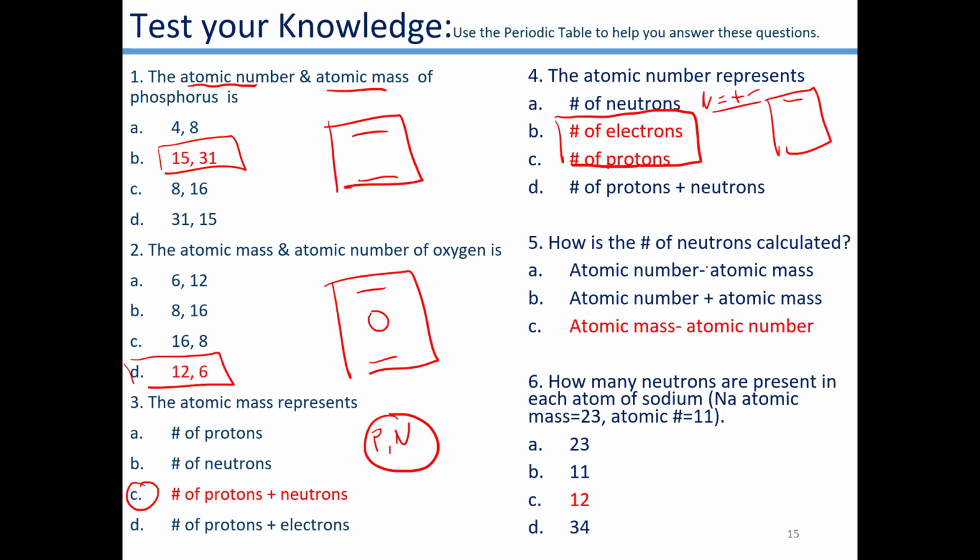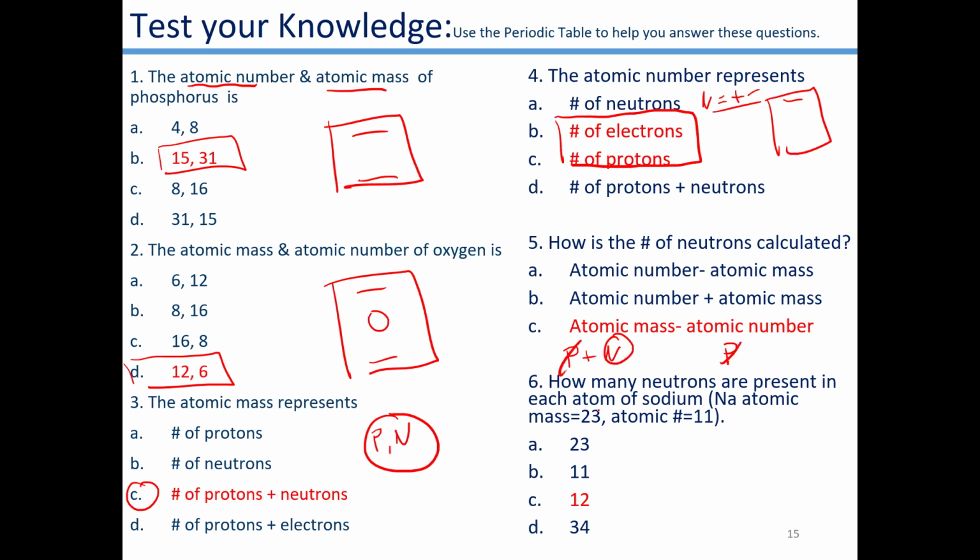Number 5, how do you find the number of neutrons? You're taking your atomic mass subtracted by the atomic number. So remember, mass is protons plus our neutrons, and then our atomic number, remember, is going to be protons and electrons. In this case, we're going to make the assumption it's just protons. So protons subtracted by protons right here is going to leave us the number of neutrons.